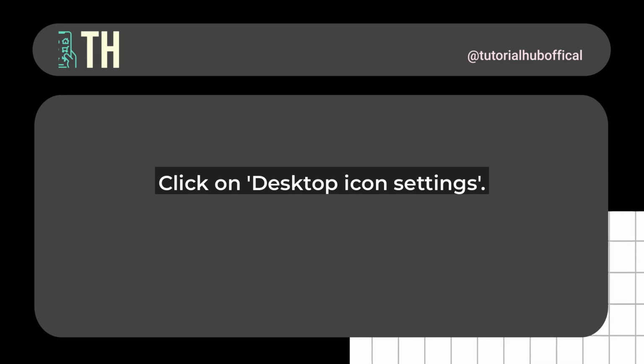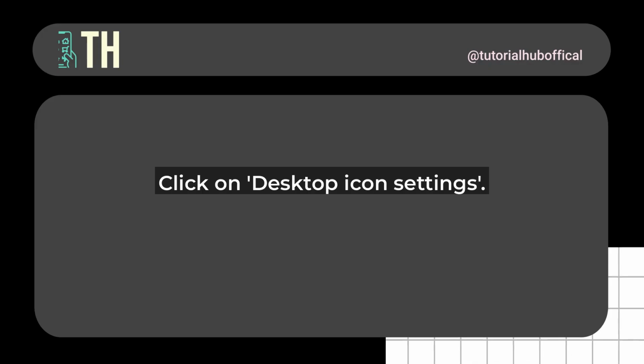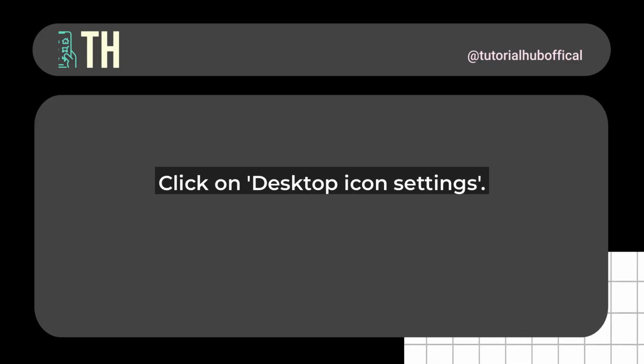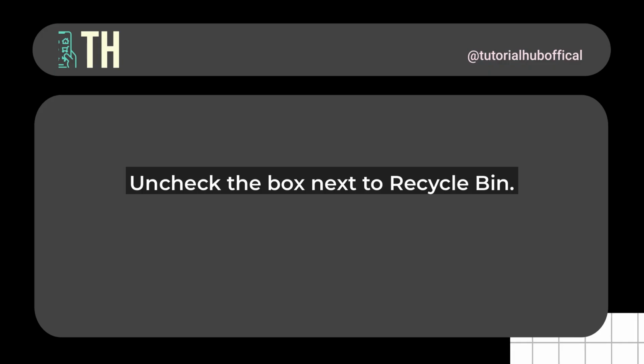Now, in the Desktop Icon Settings window, you'll see a list of icons that can appear on your desktop. Find the one labeled Recycle Bin and simply uncheck the box next to it. It's that straightforward. Once you've unchecked it, click Apply, and then OK to save your changes. Watch as the recycle bin icon vanishes from your desktop. Your screen just got a whole lot neater.